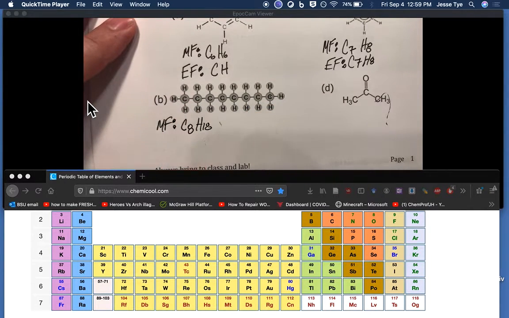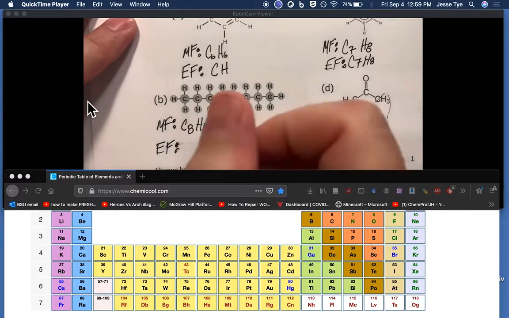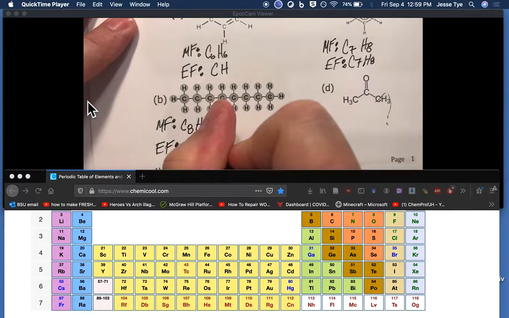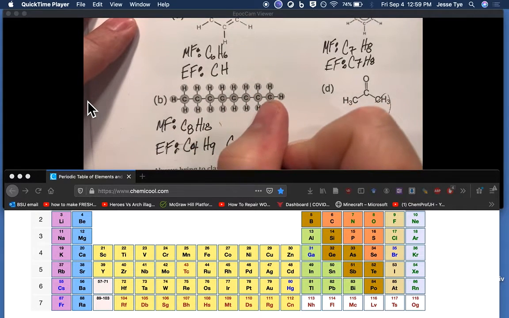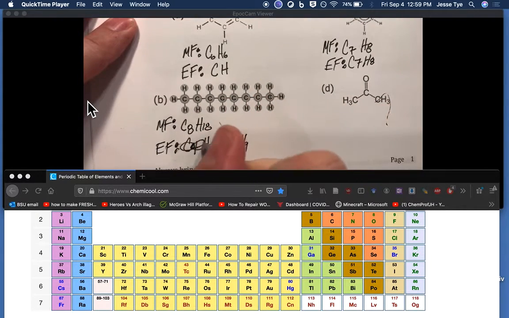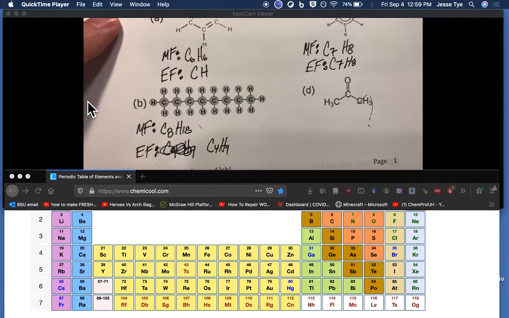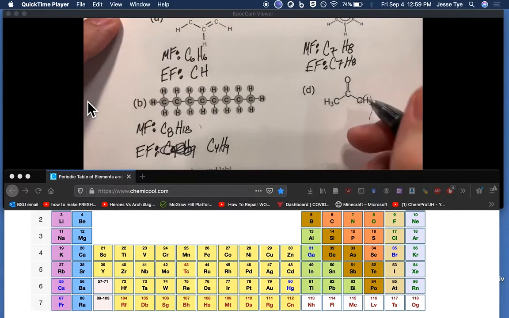Here there is a common factor that I can divide by, so the empirical formula will be simpler. I can divide the carbons and the hydrogens by 2. C4H9.